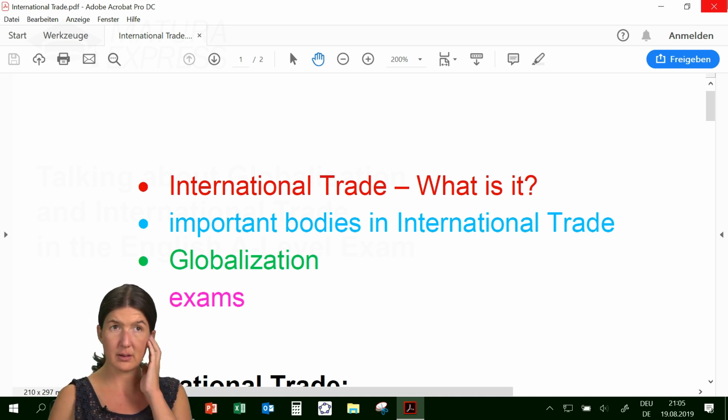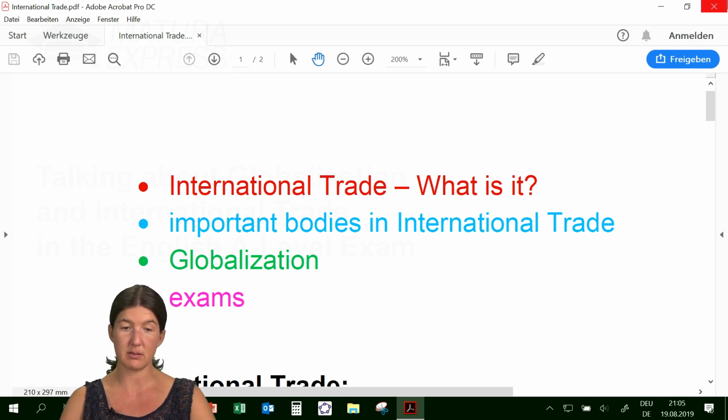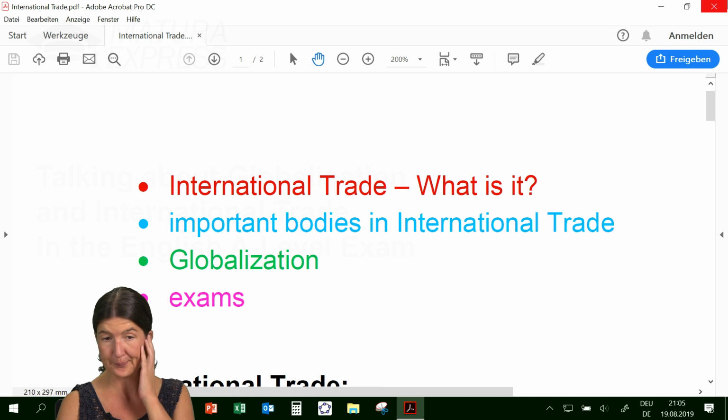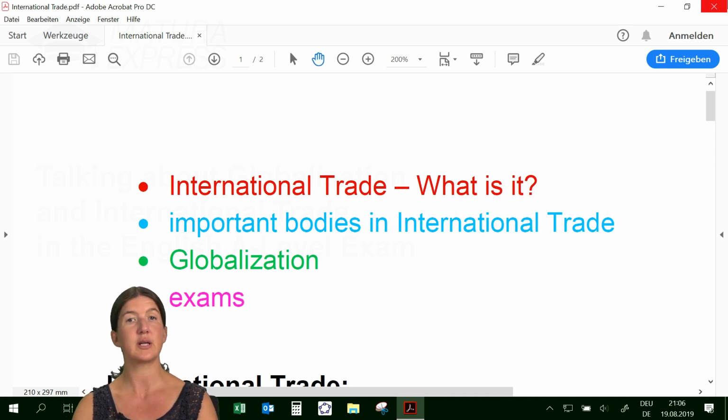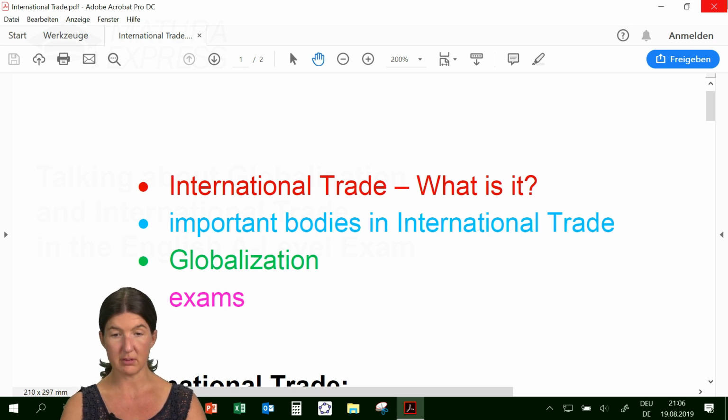A more detailed description or more detailed information on what the bodies are features in the exams, so wait until the end. We will then go through some pros and cons of globalization, which, well, basically globalization would be the umbrella term and international trade would be one of the basically effects of globalization, but I will also tell you what globalization is, and I will show you two exams. They mainly focus on international trade. Also include globalization to some extent because they kind of go together.